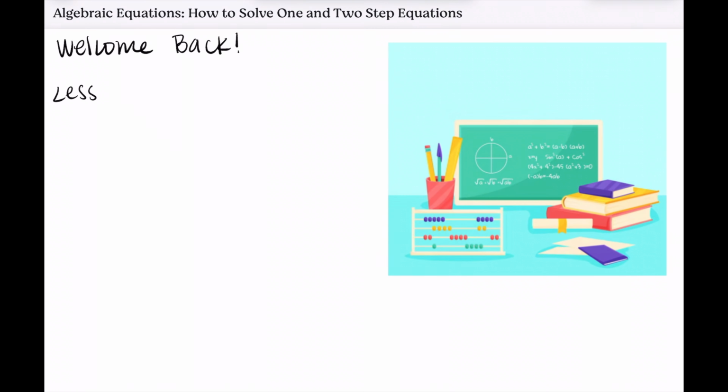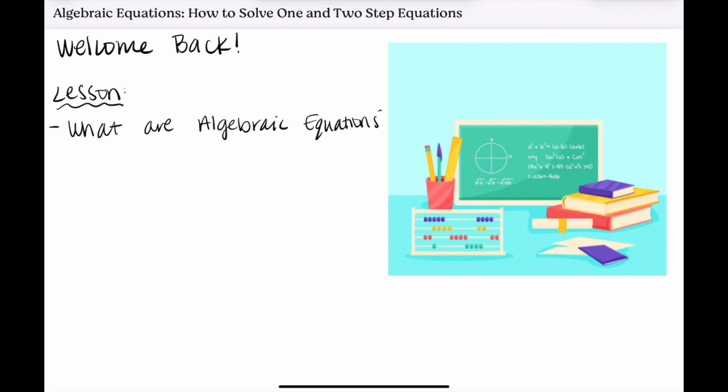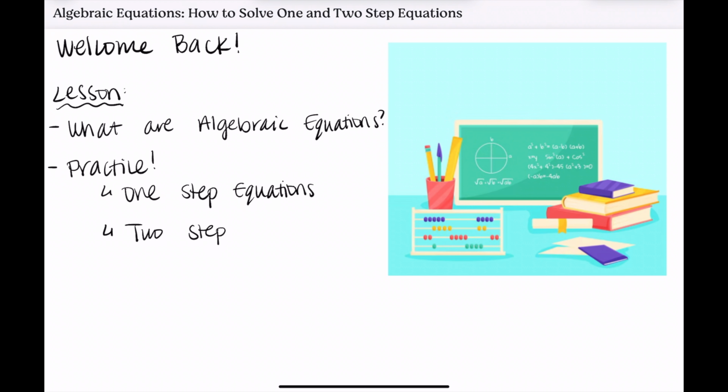In today's video, we're going to go over algebraic equations. We're going to go over how to solve one-step and two-step equations. So first up in our lesson today, we'll go over what algebraic equations even are. And then, as always, we'll get into our practice section, and our practice section will be split into two components. The first part being how to solve one-step equations, and then the second part, how to solve two-step equations.